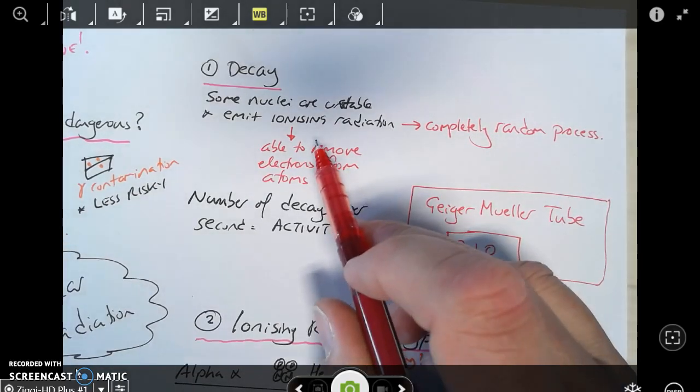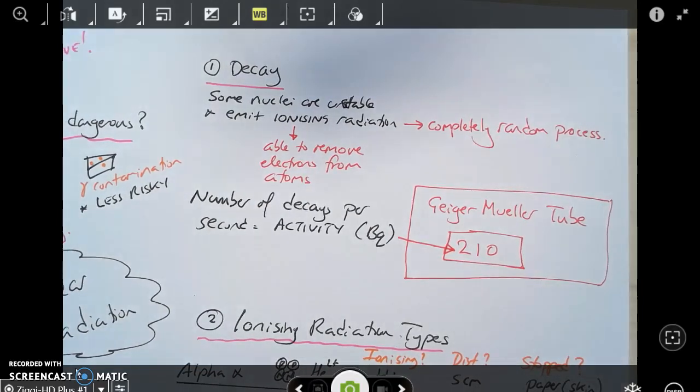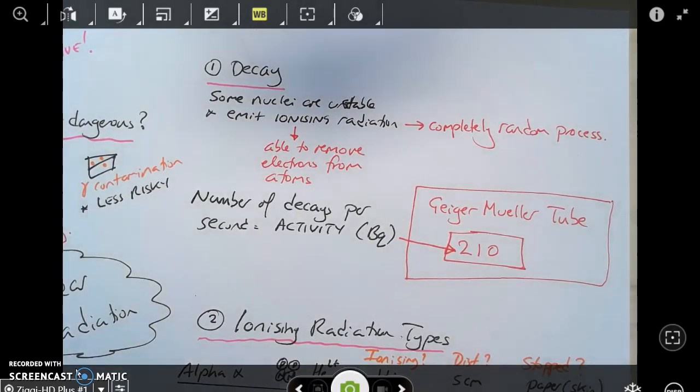Ionizing radiation, well, that means that the radiation is able to remove electrons from atoms, and that can have all sorts of consequences for things like DNA, and it can cause things like tumours.